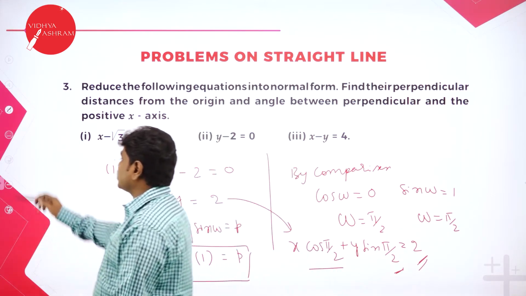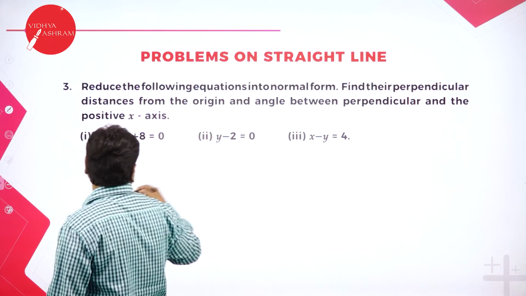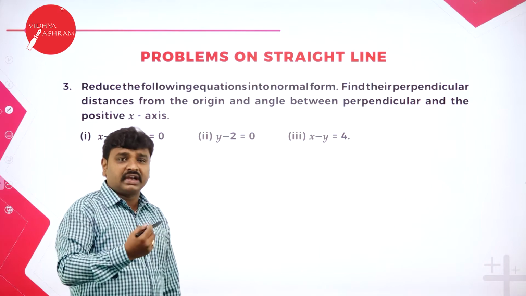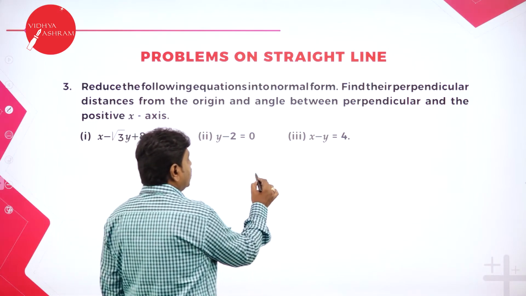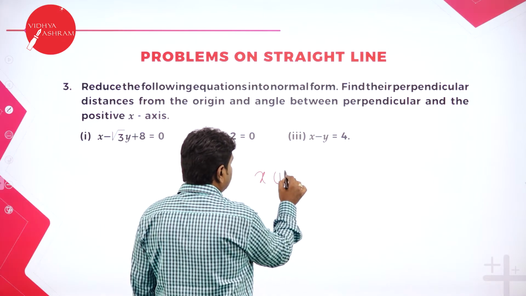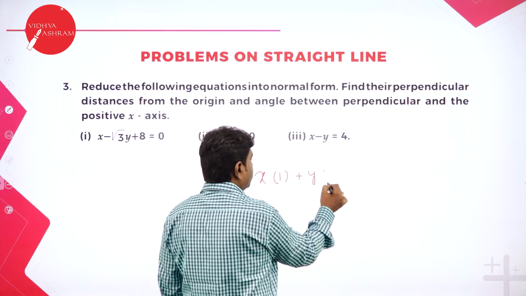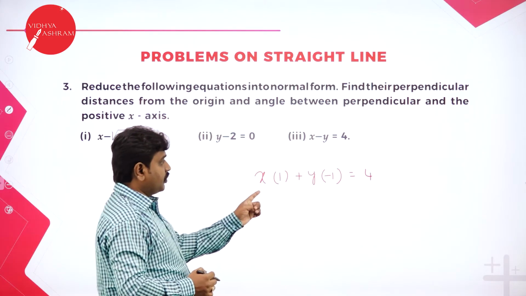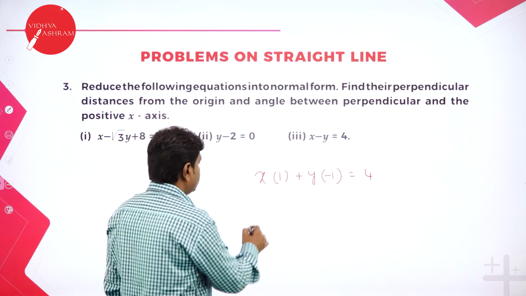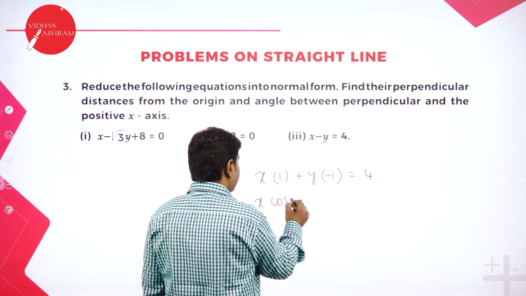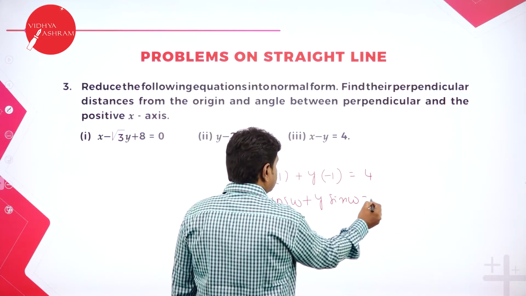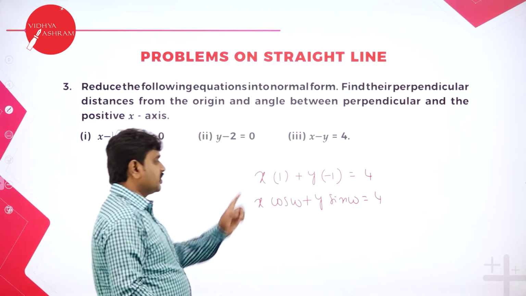Coming to the last question, that is x minus y equal to 4. You can also rewrite it in the same form. Can I write x into 1 plus y into minus 1 is equal to 4? So if you observe, it is in the form x cos omega plus y sin omega is equal to 4. In the place of cos omega, what do you have?